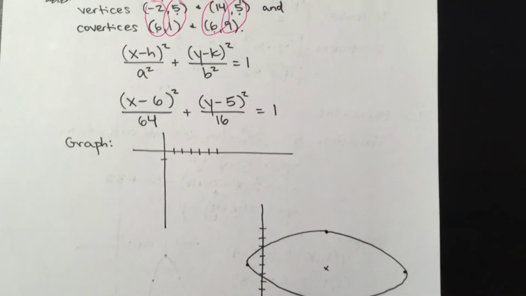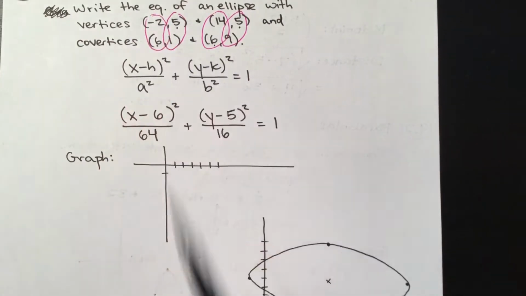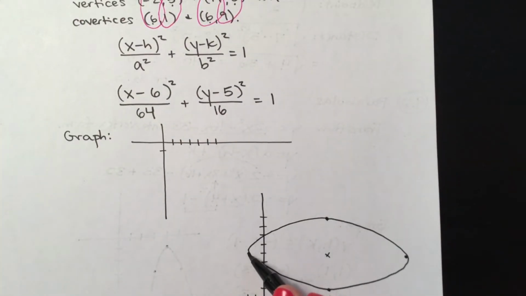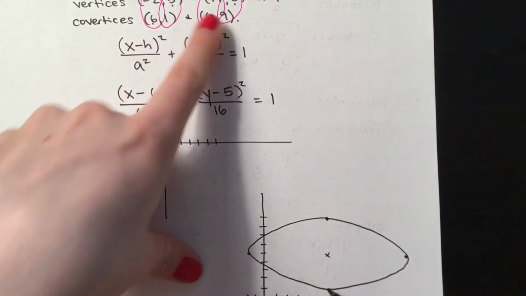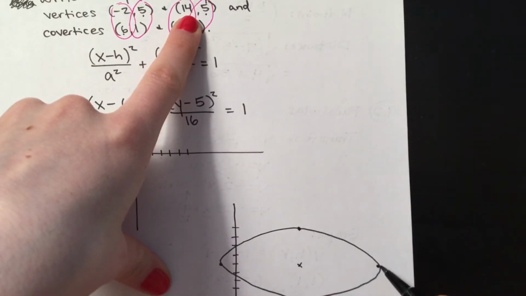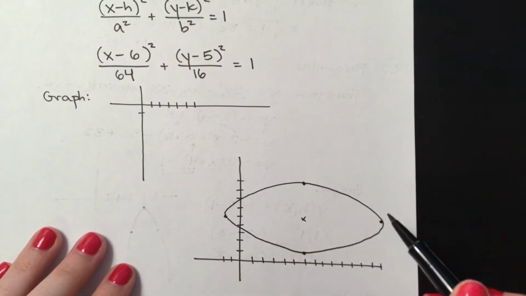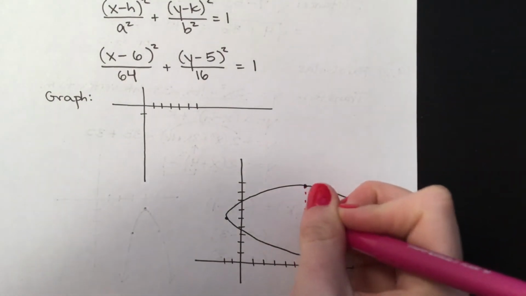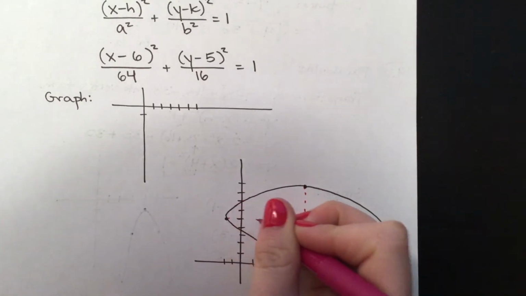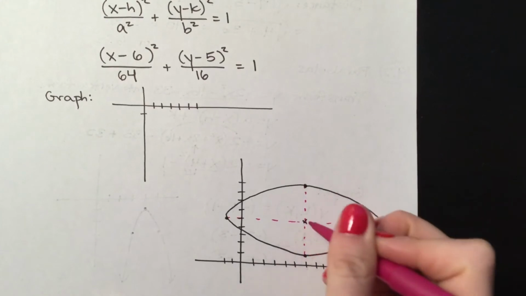Another way that you could have come up with the equation is you could have just plotted these 4 points. So you've got -2, 5, that's right there. You've got 6, 1, which is right here. You have 14, 5, which is right here, and 6, 9, which is right here. So you could have just plotted those 4 points that were given to you, and then to figure out the center and how many units apart and everything like that. For the center, you could have connected these dots and connected these dots, and then right where these axes intersected, that would have been your center.